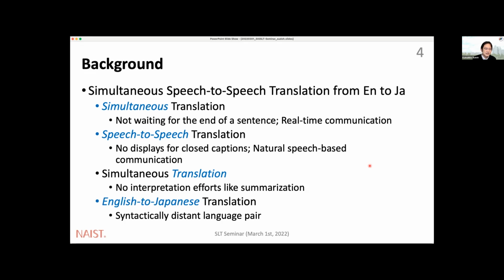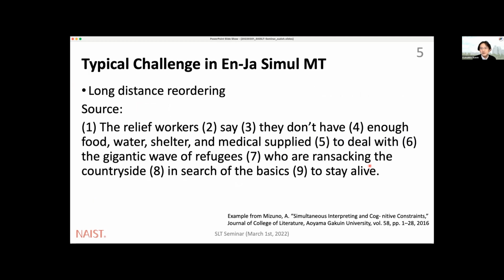The task is also English to Japanese translation. It's a syntactically distant language pair, so it's a really difficult problem for machine translation, especially in the age of statistical machine translation, though we usually use neural machine translation this time. But we still have a very important problem in English to Japanese translation in the simultaneous condition. The typical challenge is the long-distance reordering required for the translation from English to Japanese.